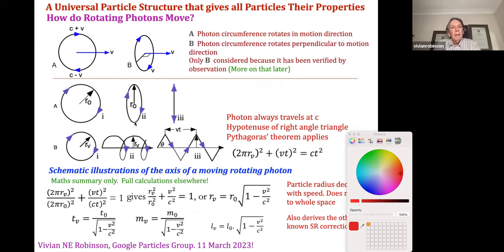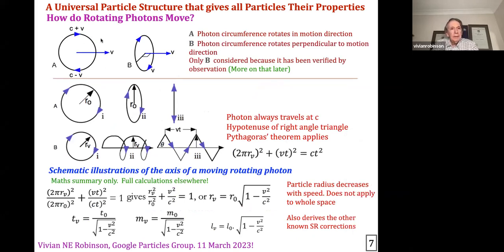Now, the first thing we should work out is how these photons move. There are two possibilities: one is that it sort of rolls along its motion direction, and the other is that it moves perpendicularly. So it rotates this way and then moves perpendicularly to it. I'm only going to consider B because it has been verified by observation.